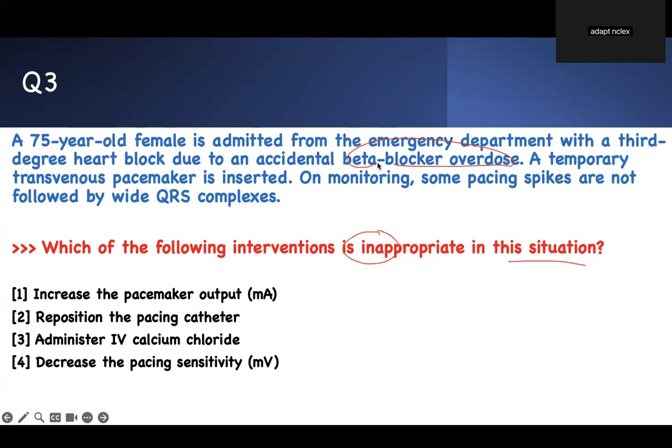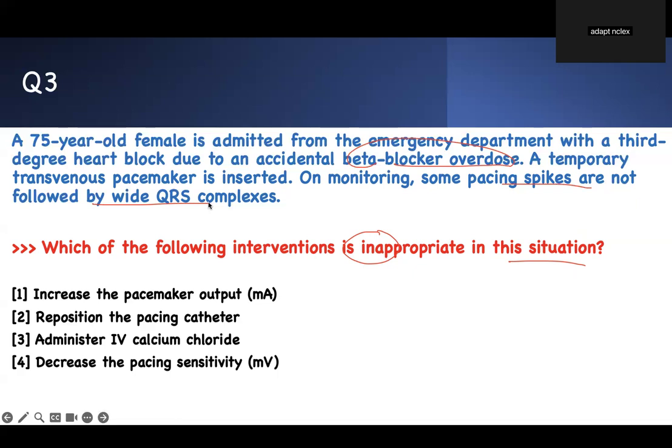And a temporary pacemaker is inserted. On monitoring, some pacing spikes are not followed by the QRS complex. Those are the content, underlying buzzwords. Transition them into a question. At your stage, these are the ways they want you to think. A temporary pacemaker placed, but on monitoring, some pacer spikes are not followed by the QRS complex. That means it's not being captured. That is what it means. Failure to capture is the key. So when you see pacing spikes not followed by QRS, it means it's not being captured.